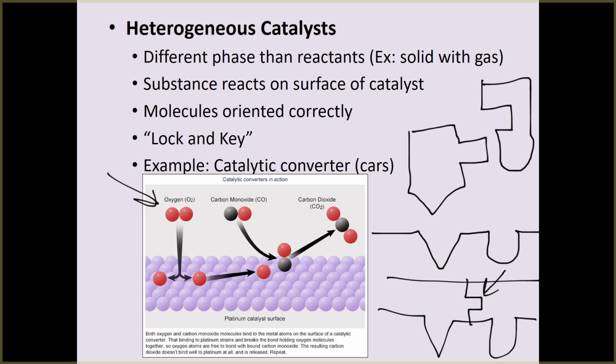So here's an example. In your catalytic converter in your car, burning fossil fuels can make some really bad gases. One of them is carbon monoxide, which is very poisonous. So what your catalytic converter does is take oxygen and carbon monoxide and combine them to form carbon dioxide. So not poisonous to humans and animals, but probably poisonous to our planet because it's a greenhouse gas.